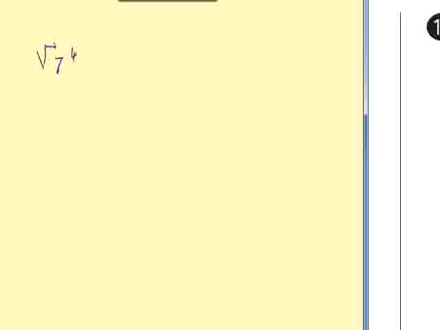Well, just remember what bringing to a power does. It means I multiply it whatever amount of times the exponent says to multiply it by. So this is actually the square root of 7 times the square root of 7 times the square root of 7, and write that out 4 times. Now what you have to realize is anytime I have the square root of something multiplied by the square root of the same something, that's going to give me the number inside, or just 7.